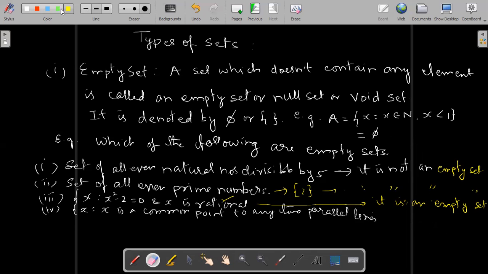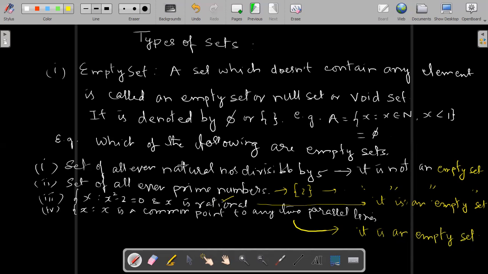Similarly, the last one: is there any common point between two parallel lines? No common point, because when you draw two parallel lines, there is no point which will belong to both lines. Therefore, it is an empty set. Like this, we have to find whether the given set is an empty set or not. By this way we can easily understand it.